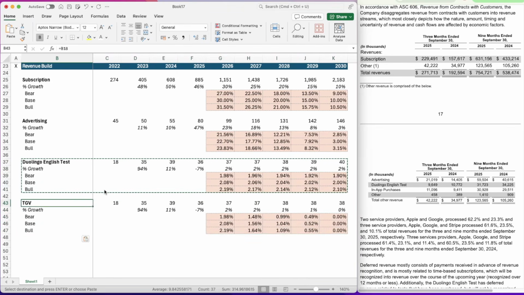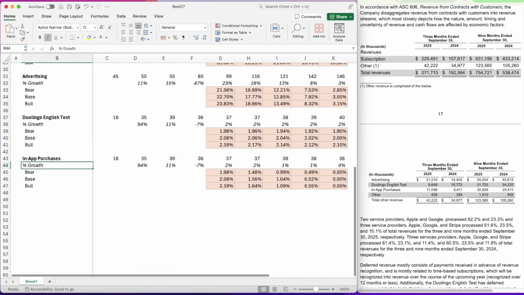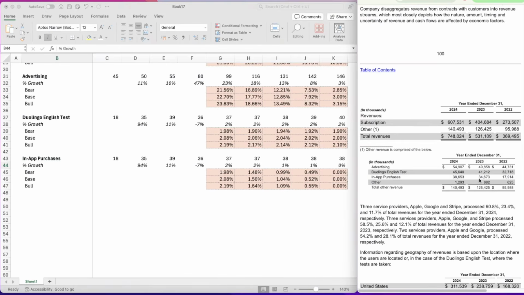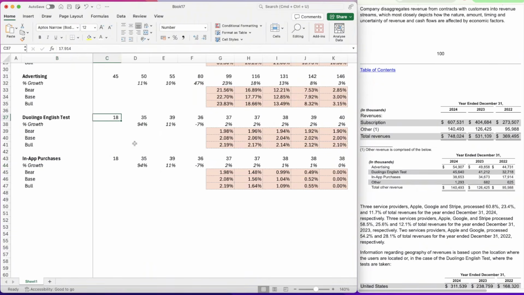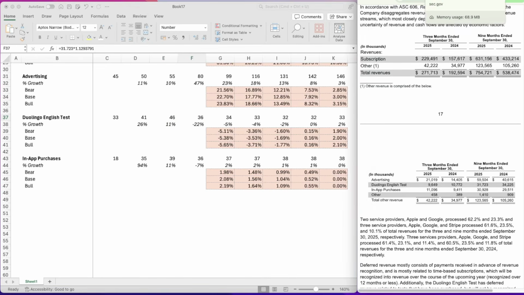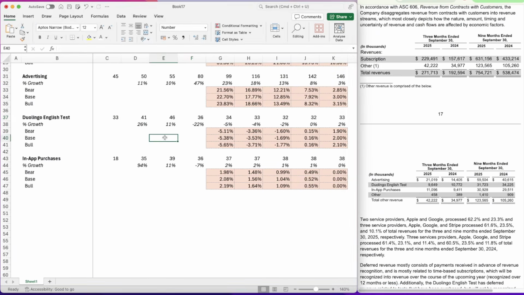Okay, so the next one would be 13, in-app purchase. I've done that wrong, sorry. I went on the wrong line. In 2022, 32.718. You have to be careful with this because it's so easy to make mistakes, especially when you're trying to rush through. But the good thing is we can leave this as it is because we did it right the first time. So we did the in-app before we did the Duolingo English test.